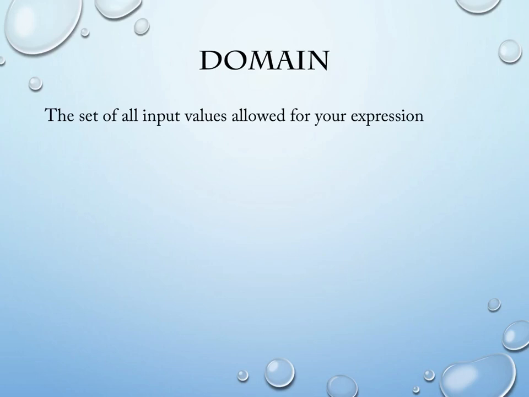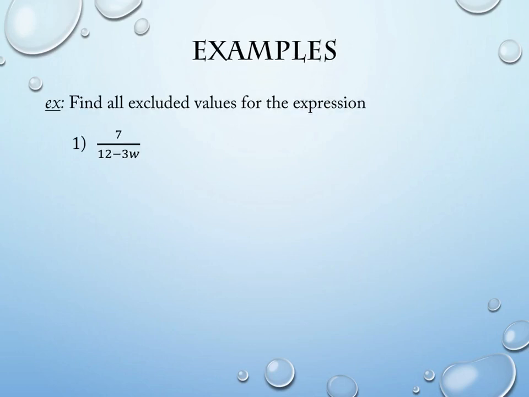Division by 0 is called an undefined operation. So for what we're working with, the type of problems we're working with, we're going to be in particular looking for what value would actually make my denominator 0, and that number is not going to be allowed. Okay? So we'll do an example of one. The directions say to find all excluded values for the expression.